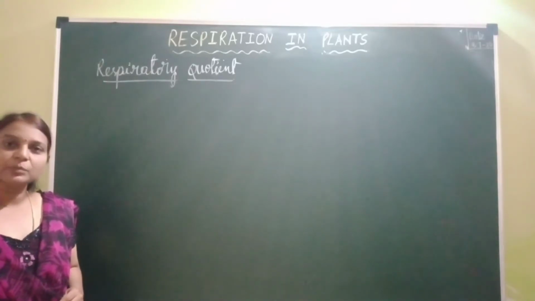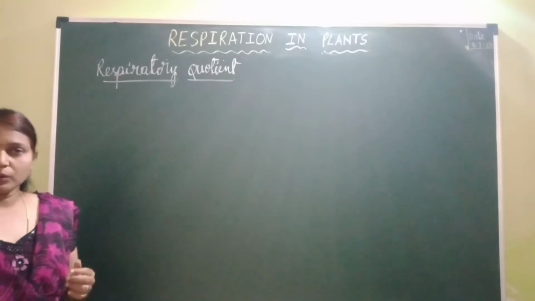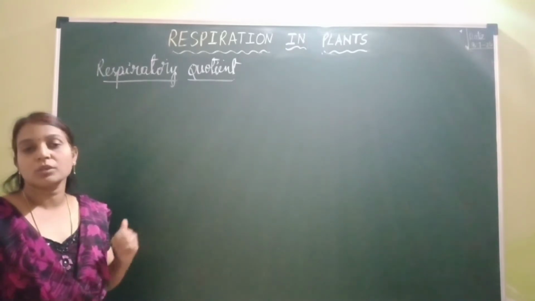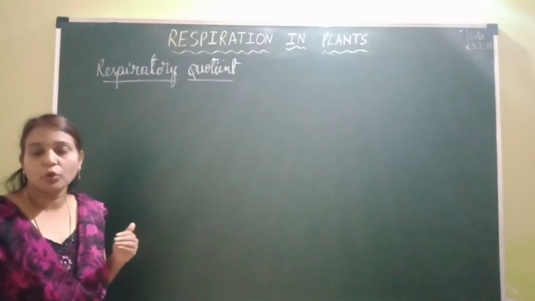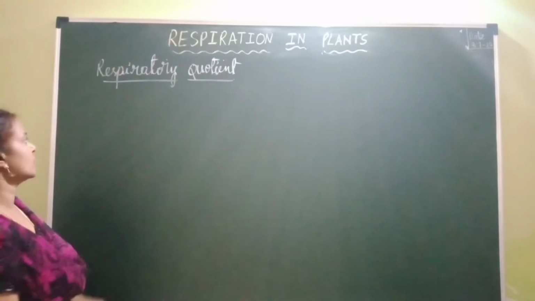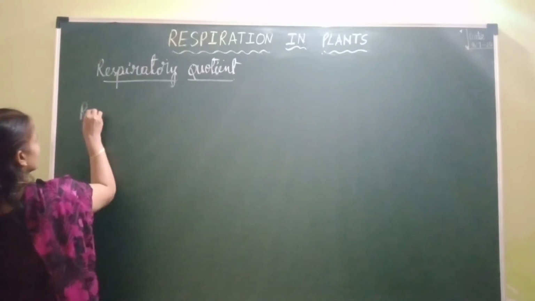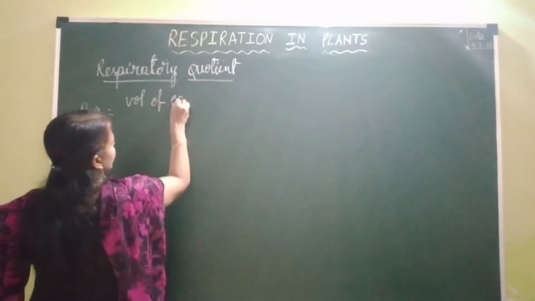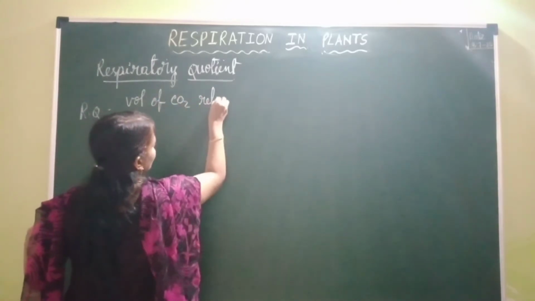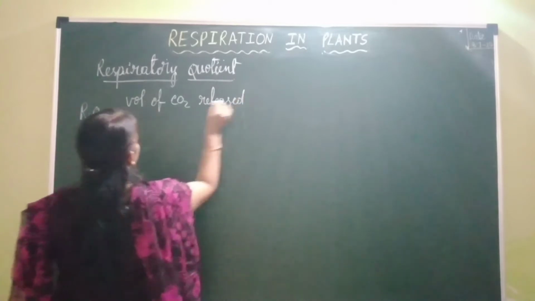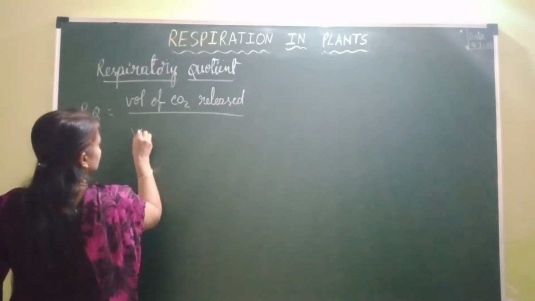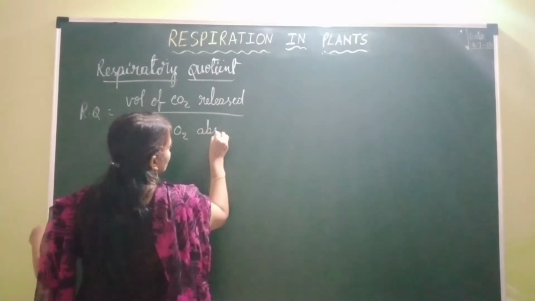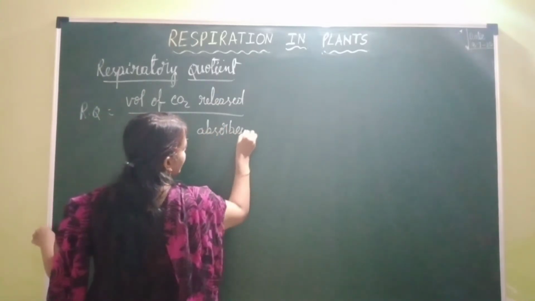So let's start with respiratory quotient. Respiratory quotient is the ratio between the volume of carbon dioxide released through the process of respiration to the volume of oxygen absorbed during the process of respiration. That is called respiratory quotient.